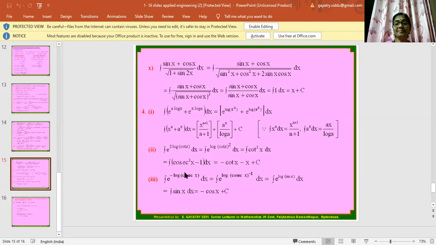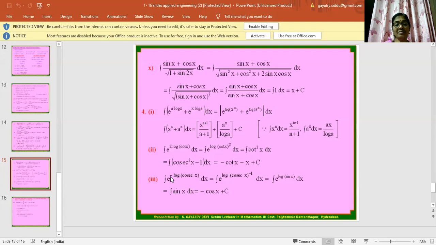Coming here, e power 2 into log of cot x. So the 2 will come as the power of cot x, e power log of cot square x. Finally, it gives you integral cot square x dx. For integral cot square, you don't have any formula directly, so transform it as cosecant square x minus 1 using the fundamental rule. Then integral cosecant square x gives you minus cot x, and integral 1 gives you x plus c.